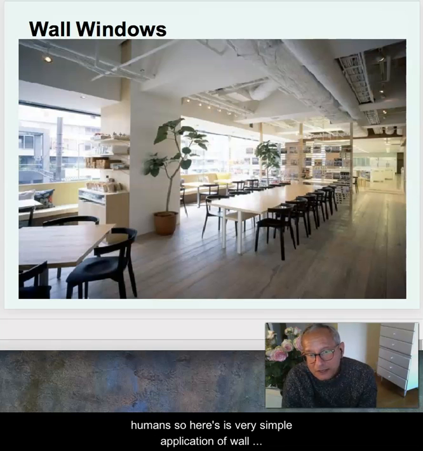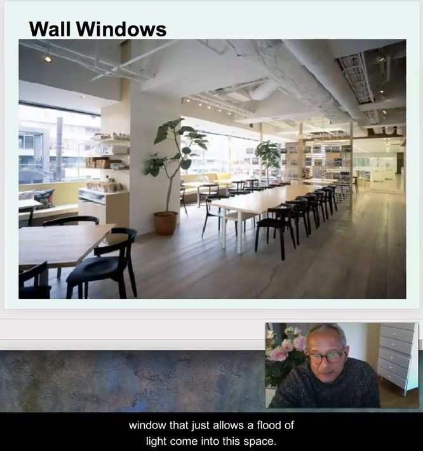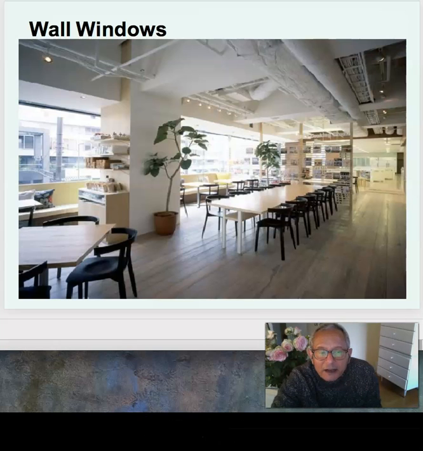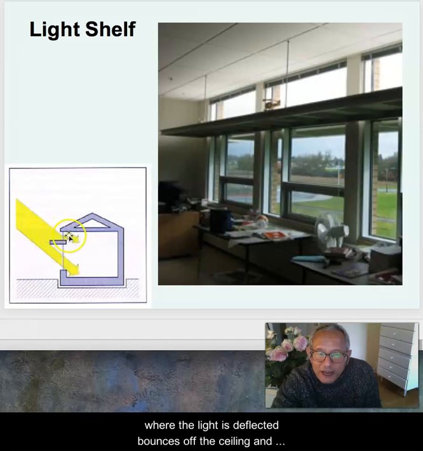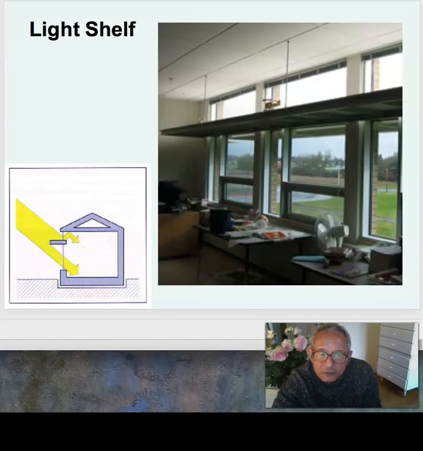So here's a very simple application, a wall window that just allows a flood of light to come into this space. A slightly more refined solution is a light shelf, which we see here, where the light is deflected, bounces off the ceiling, and relatively little direct light comes into the space. So it bounces off the ceiling and illuminates the space overall.